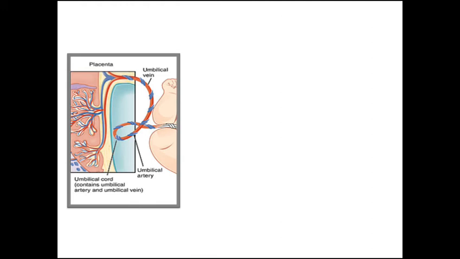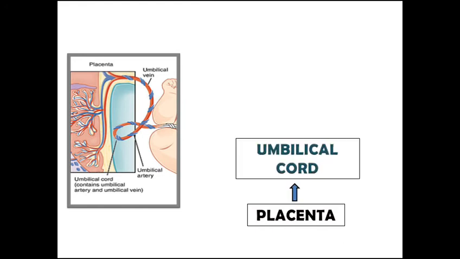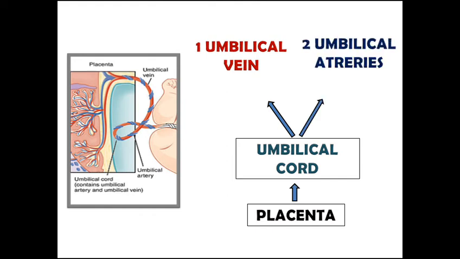Now we are starting with the first part. The first part was our placenta and the umbilical vein. So what will happen here? First of all, the placenta. From the placenta arises the umbilical cord. From the umbilical cord, one umbilical vein is there and 2 umbilical arteries are present. Umbilical vein carries the oxygenated blood, whereas the umbilical arteries carry the deoxygenated blood.